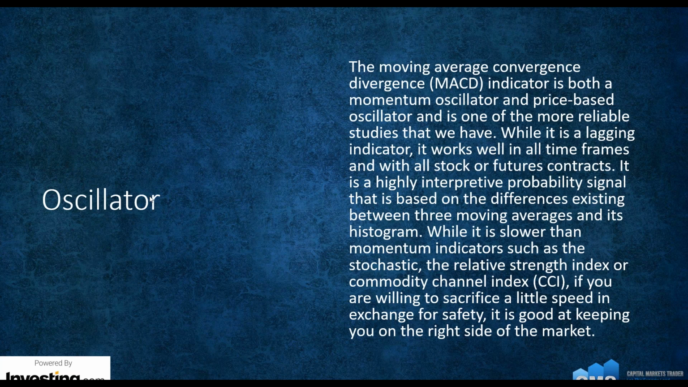Now, while it is a lagging indicator, it works well in all time frames and with all stocks, futures contracts, and Forex contracts. It is a highly interpretive probability signal that is based on the differences existing between 3 moving averages and its histogram. Why 3 moving averages? What did we have? We had the 26 period, the 12 period, and then we had a 9 period moving average. While it is slower than momentum indicators such as stochastics and RSI, if you are willing to sacrifice a little speed in exchange for safety, it's good at keeping you on the right side of the markets.